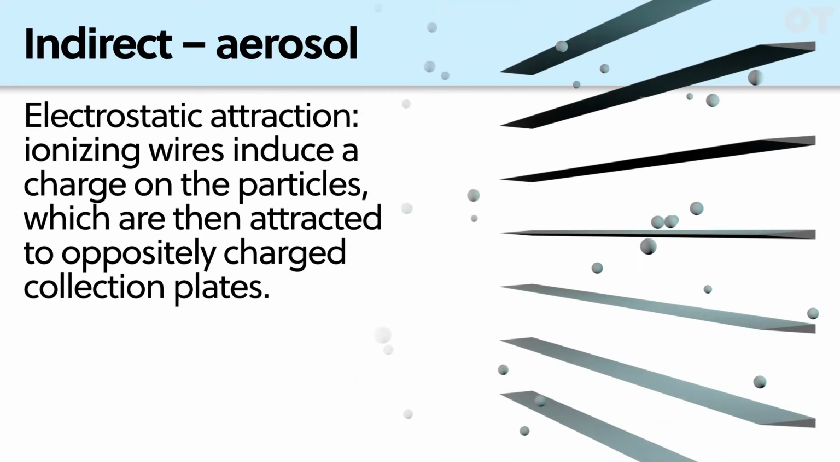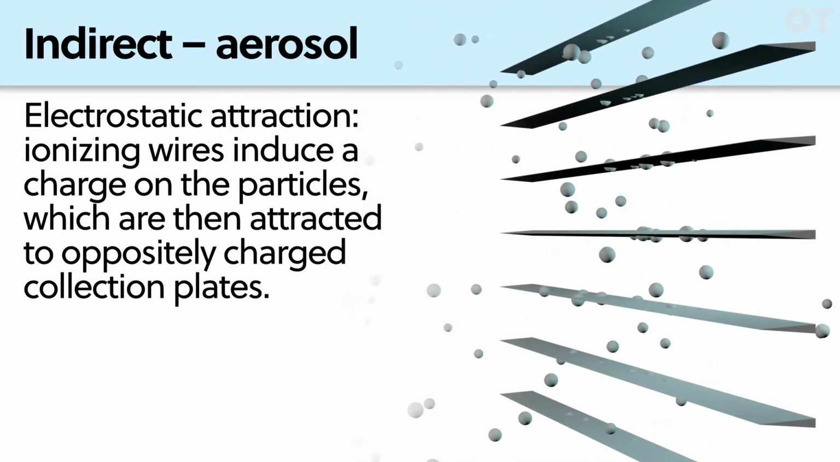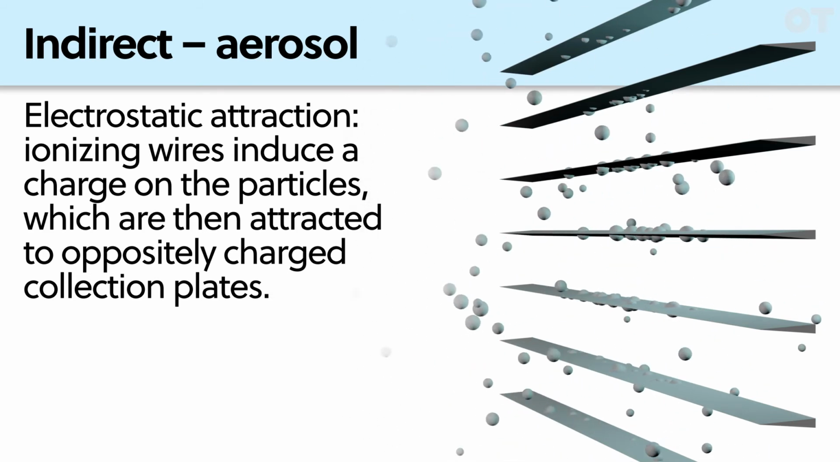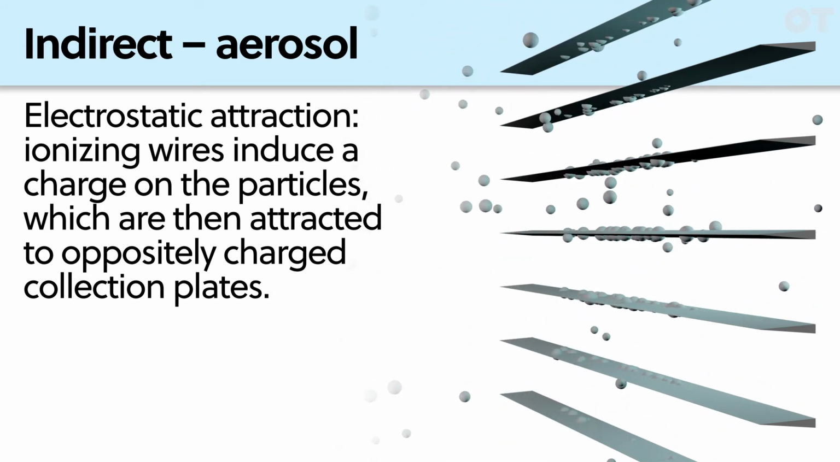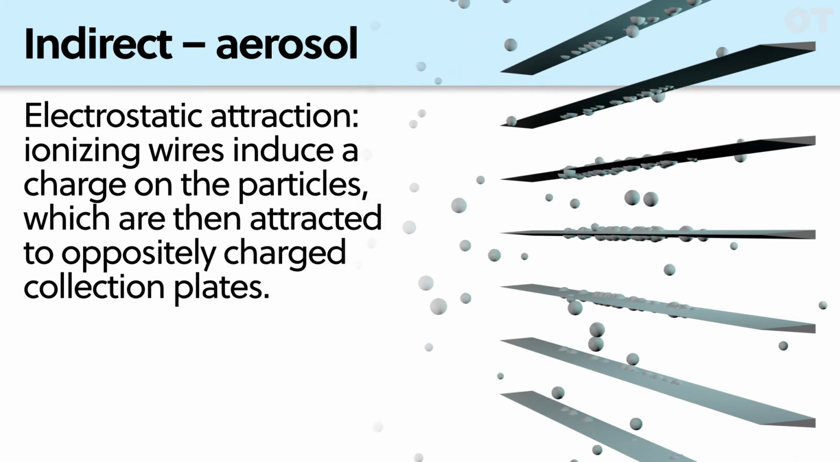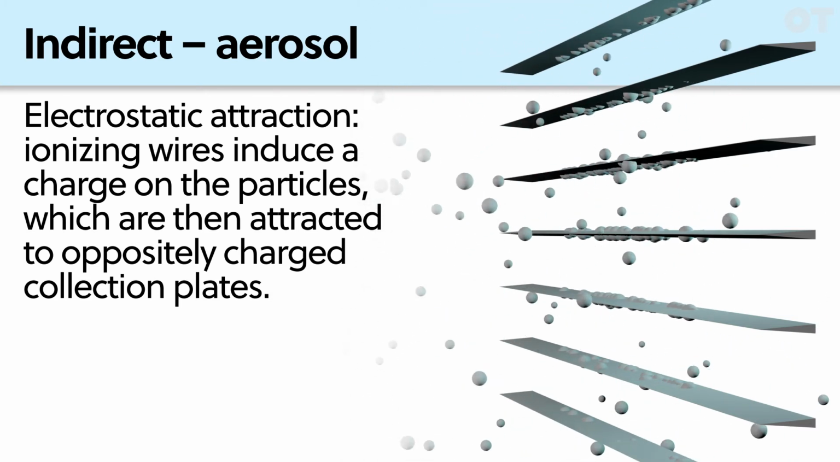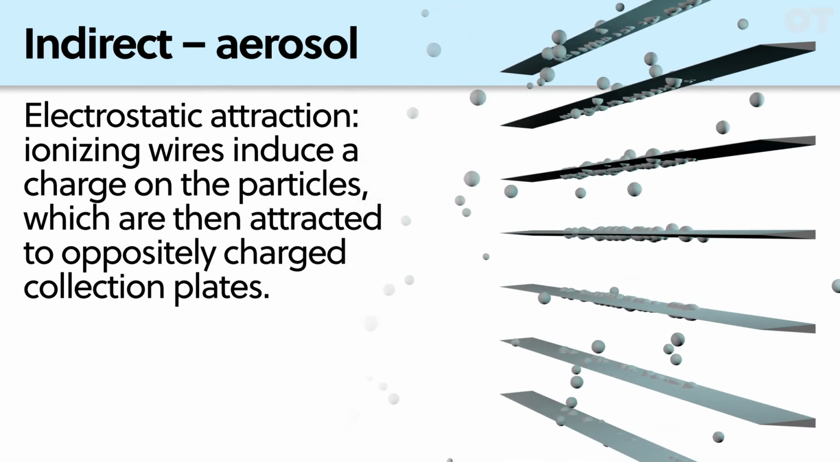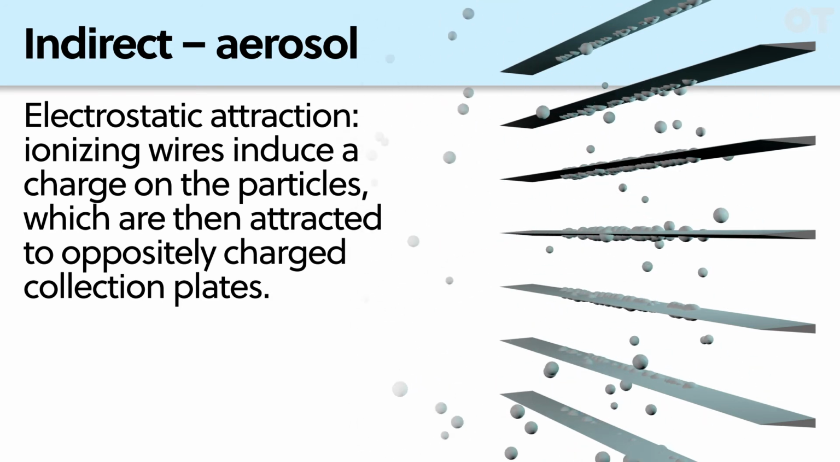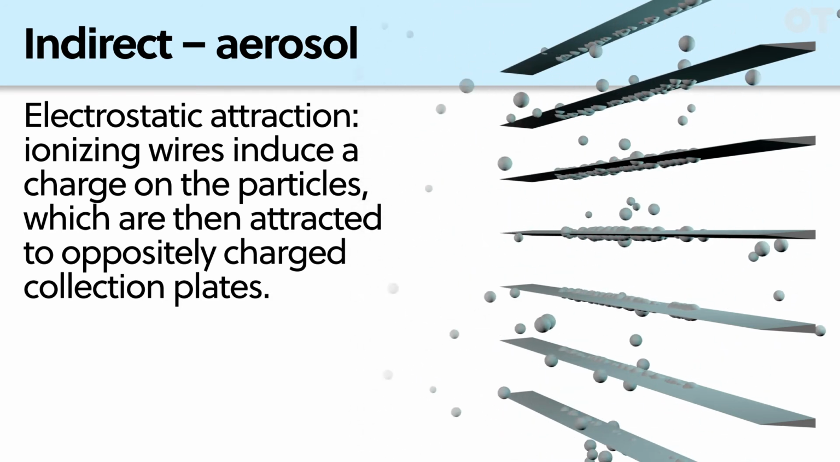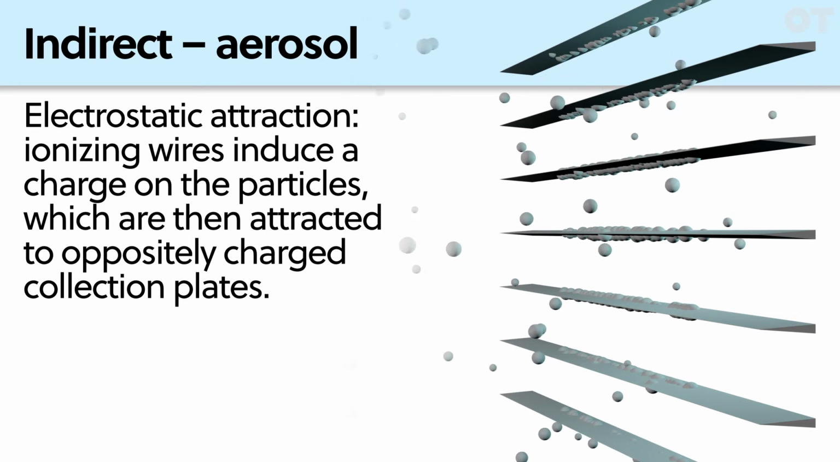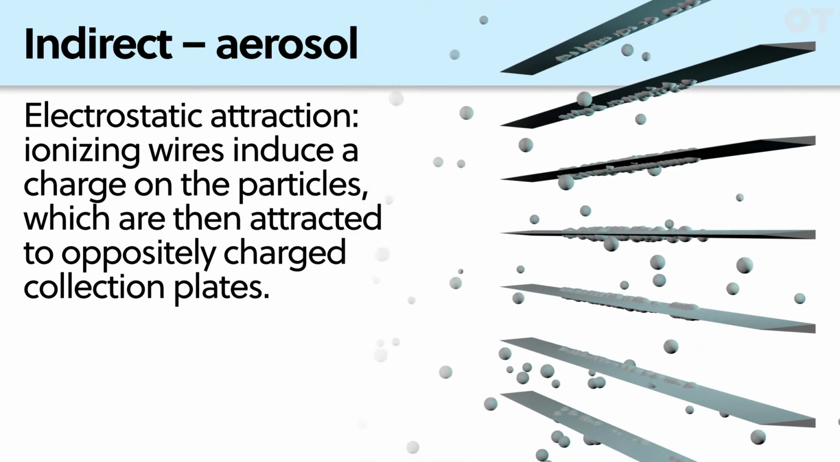And then we have electrostatic attraction. In this case, ionizing wires induce a charge on the particles, which means that the particles are then drawn onto the fibres of the collection plate. That's not necessarily always used in face masks, but it is used in some of the filtration devices that are out there, the air filters and the like, to filter the air as things pass through them.